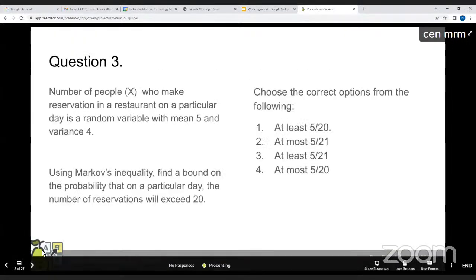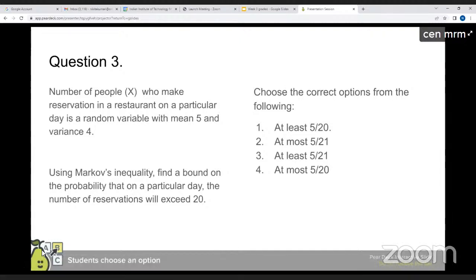So the next problem we have is from Markov inequality. The question says, the number of people, represented by X, who make a reservation in a restaurant on a particular day is a random variable. So the number of people who will make a reservation in a restaurant on any particular day is considered a random variable whose mean is 5 and variance is 4.